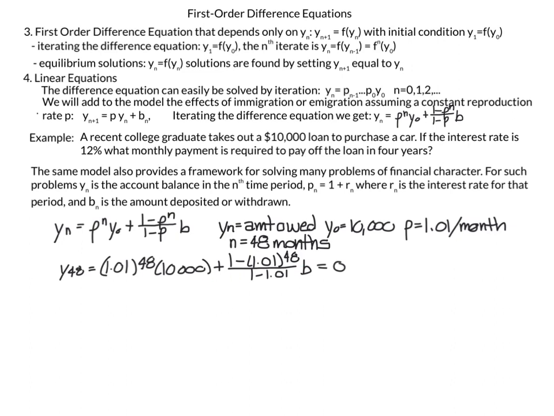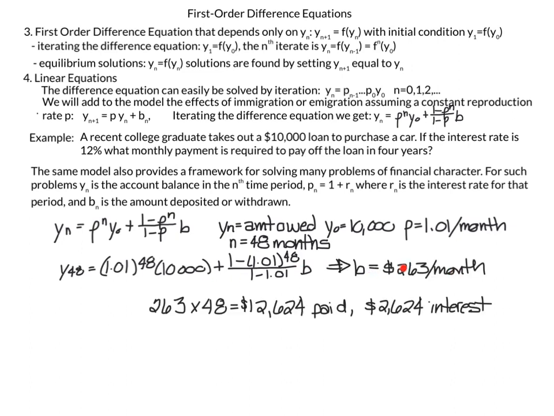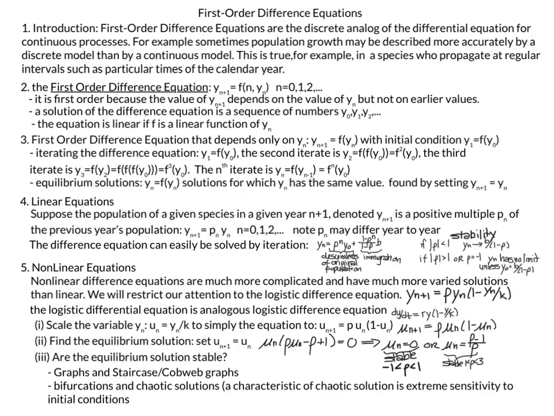Solving this equation for b, we get b is equal to $263 per month. And just to look at this, $263 over 48 months, we're going to end up paying $12,624. That's $2,624 of interest. Okay, so we finished up what we wanted to say about linear equations.